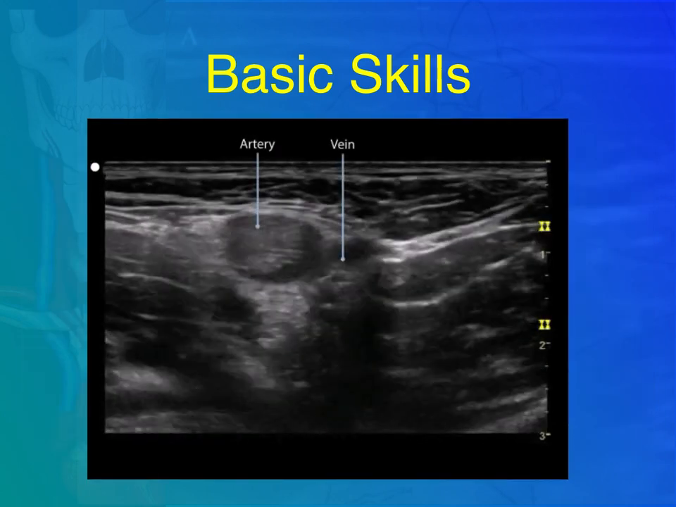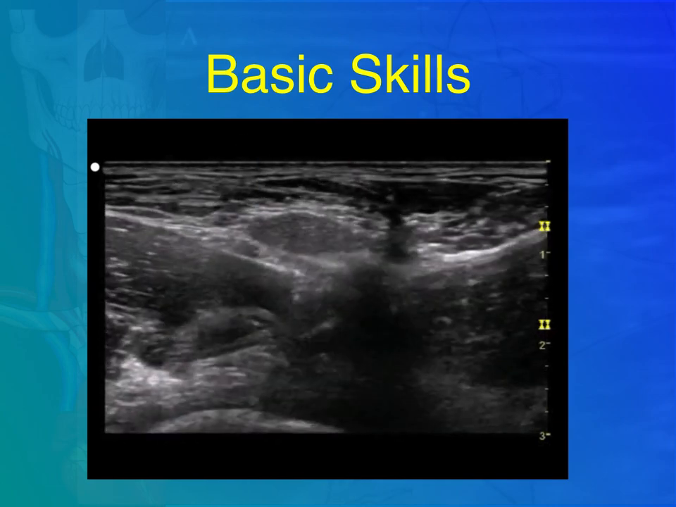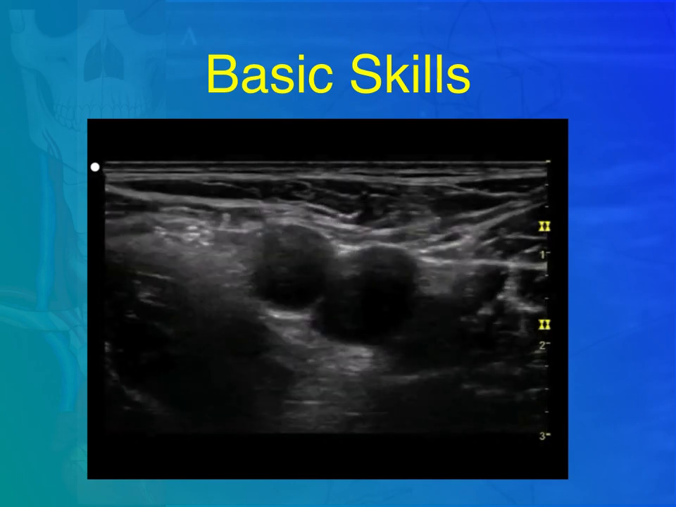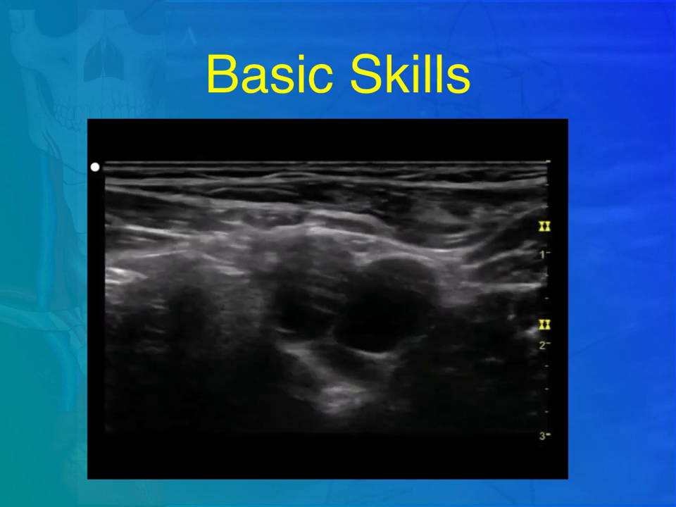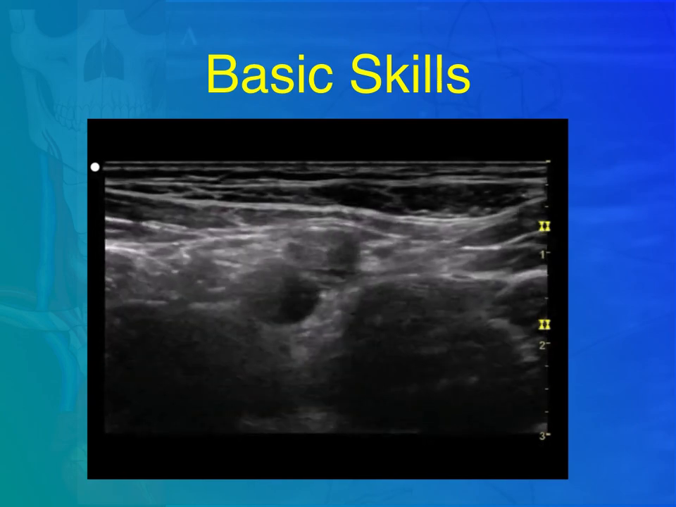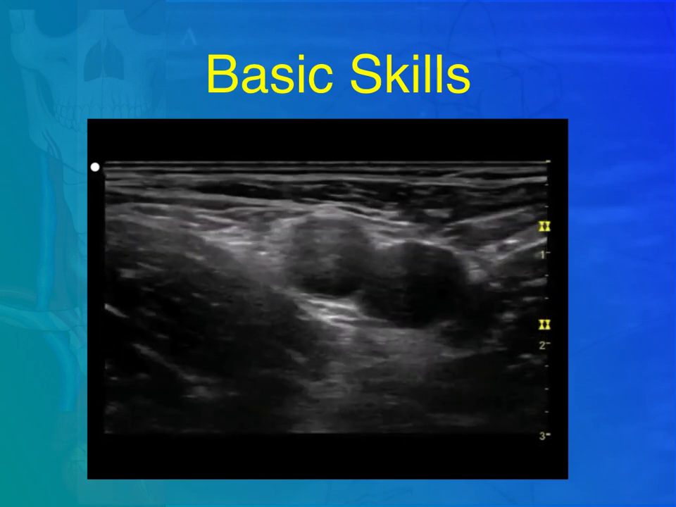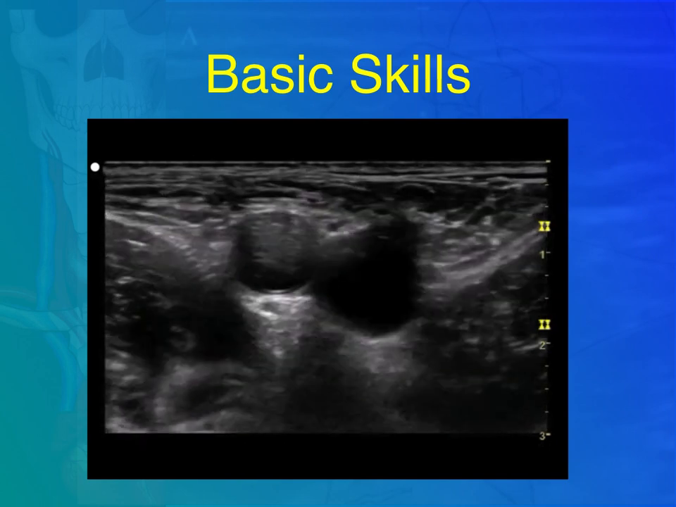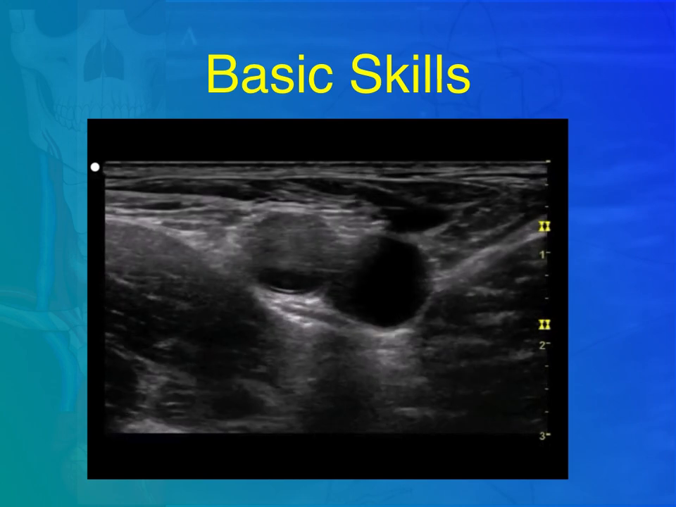And here the vein, look how it collapses with pressure. The artery does not collapse. The vein collapses with pressure and the artery does not collapse. And this is a very good indicator that you have the vein. Go for the vein. On top we see a little bit of muscular sheet, and of course the subcutaneous tissue. Please remember this when you are doing the real patient. This doesn't happen quite as well in the simulation lab.